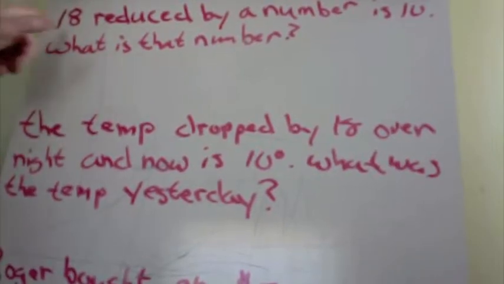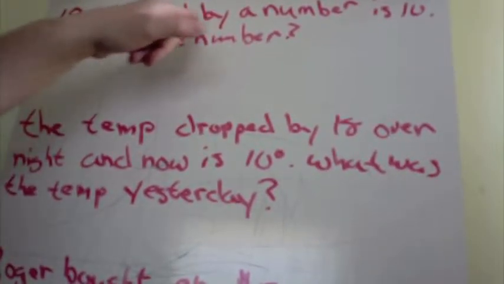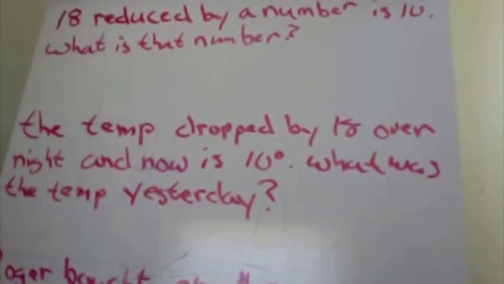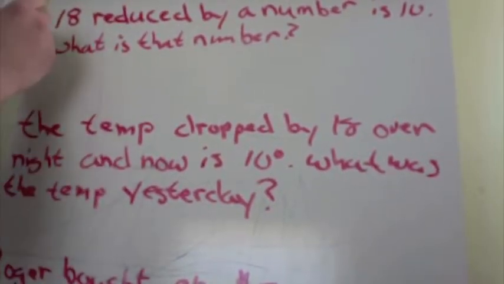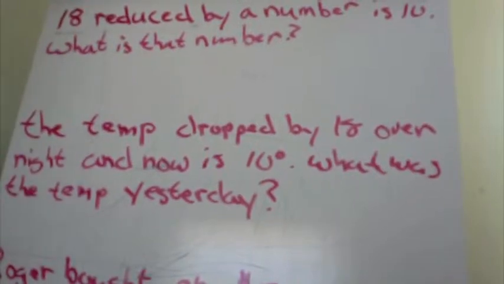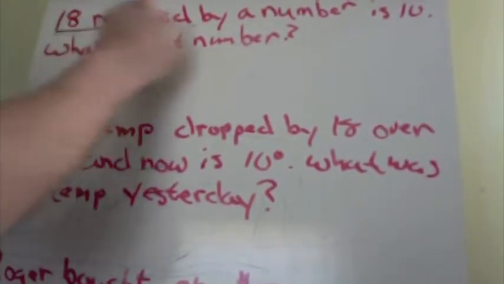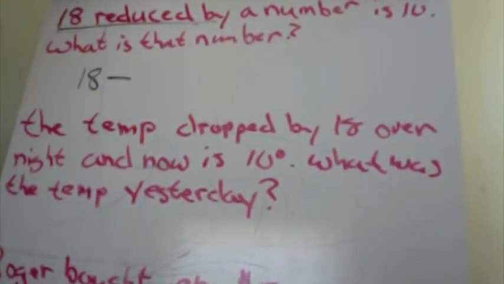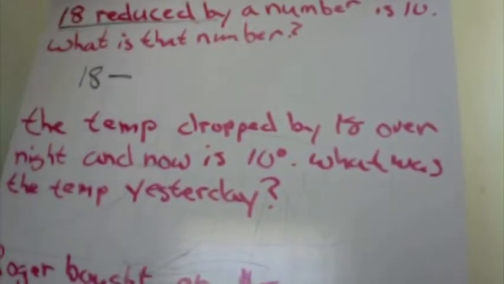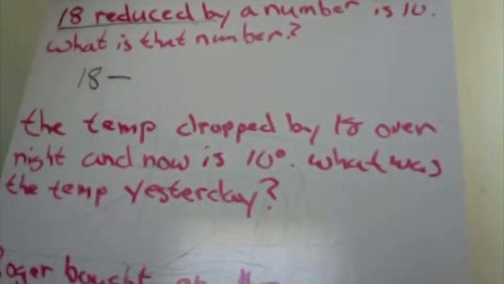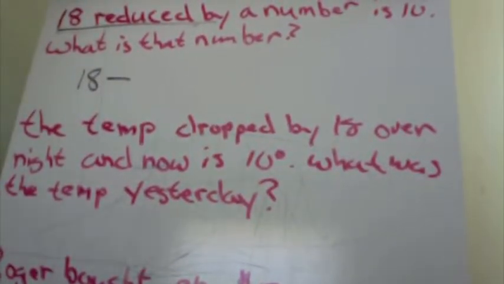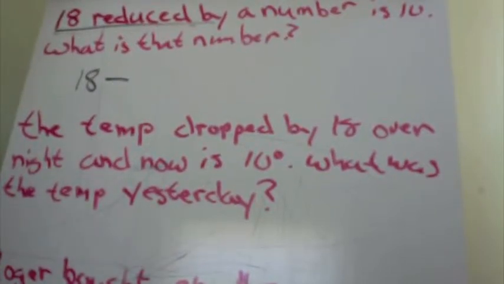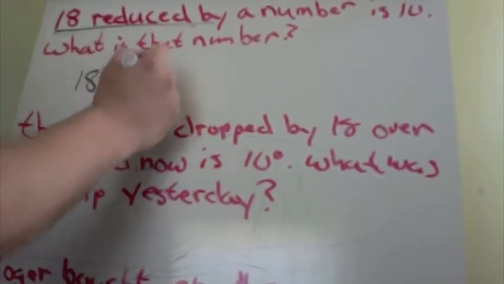So I'm going to look at this first problem. It says 18 reduced by a number is 10. What is that number? So again, bite-sized chunk. 18 reduced. So we're saying 18 is reduced. So we have 18 and it's being subtracted by something. So we'll read into it a little bit more, and we see that it is reduced by a number. Aha! By a number. Doesn't specify what that number is. So there's where our unknown comes into play. So we'll just call that number, say, an n.